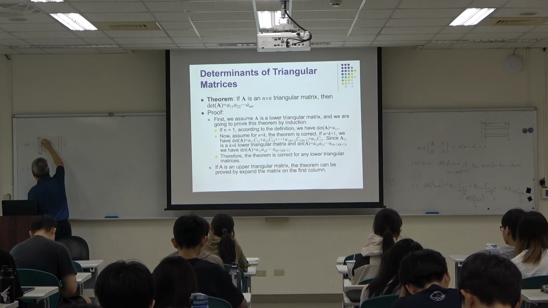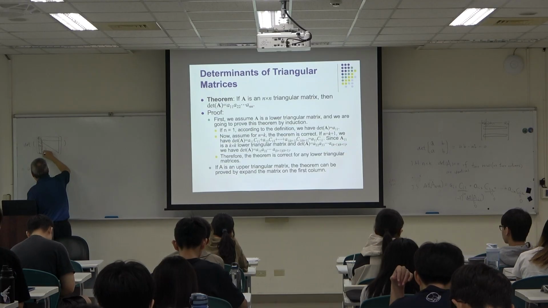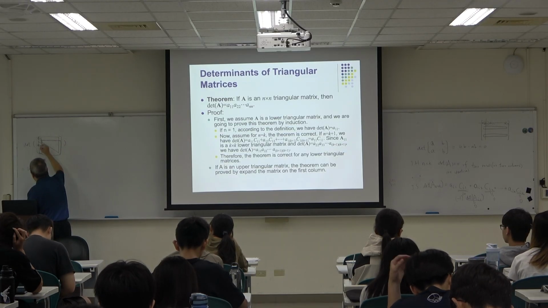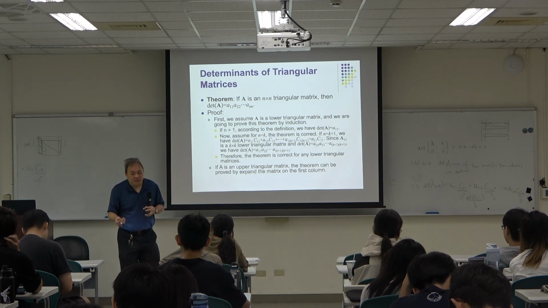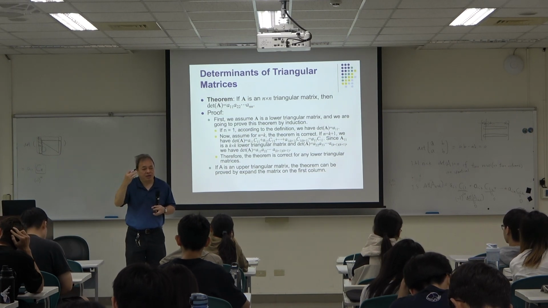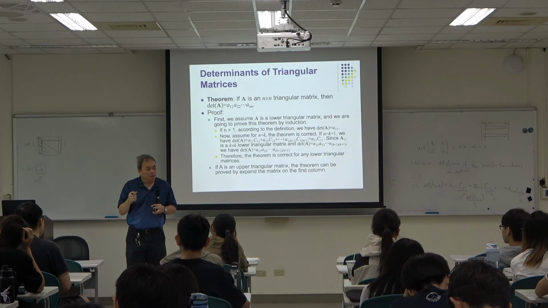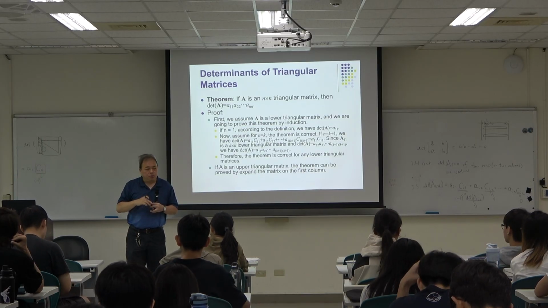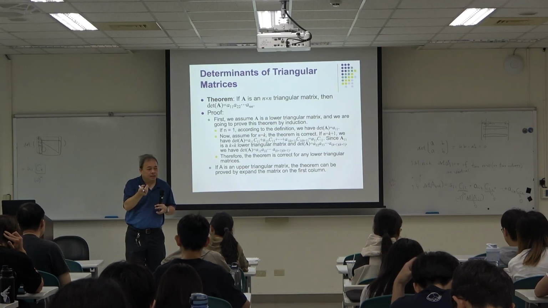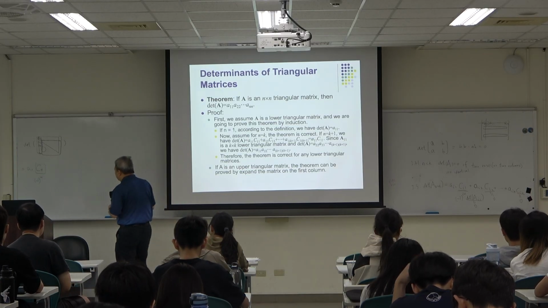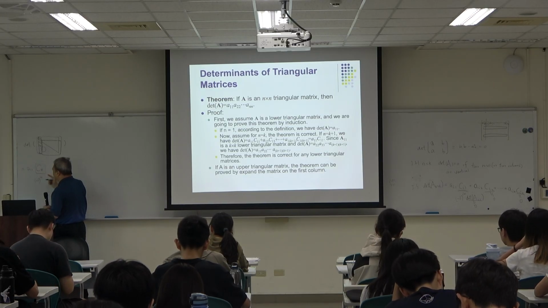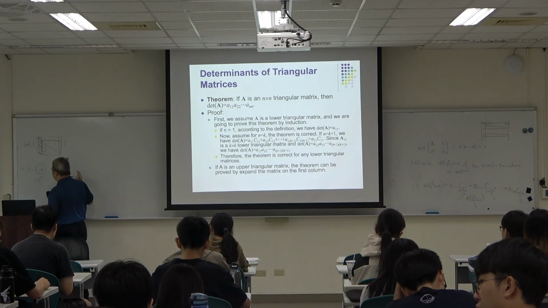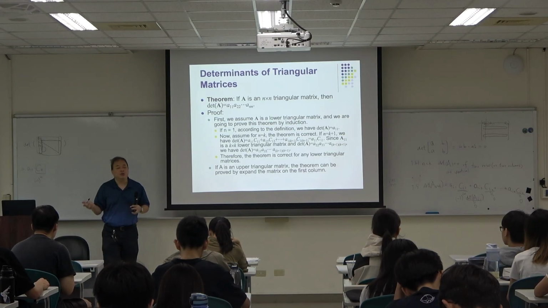so let's look here. It's once again an upper triangular matrix, right? The determinant of an upper triangular matrix. So you can repeat the process, and from here you get A22, and keep doing that. You get A11 times A22 times and so on. This is one way to do it.